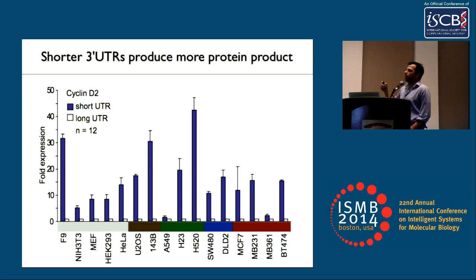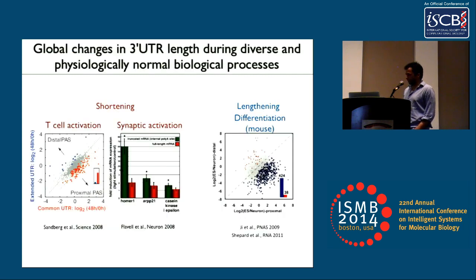So using a luciferase reporter construct, either built with a short form of cyclin D2's UTR or a long form, across a large number of cell lines, she showed that the short UTR form of the reporter can produce anywhere from 10x to 40x more output than its long form. So differential UTR cleavage has a functional consequence to the amount of protein that an mRNA can produce. And so this is in the pathological context.